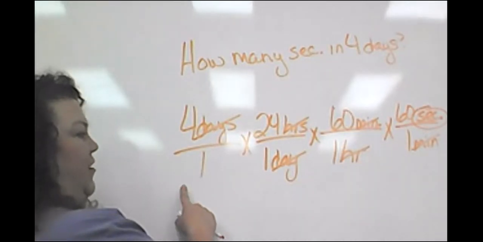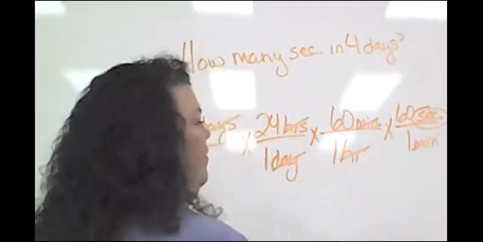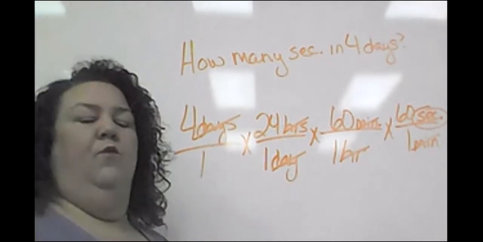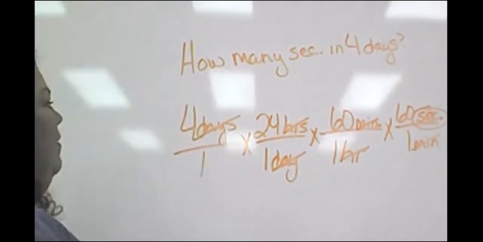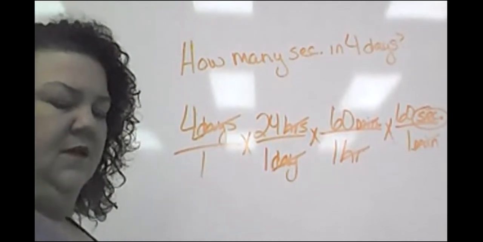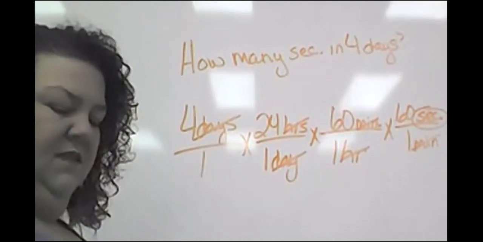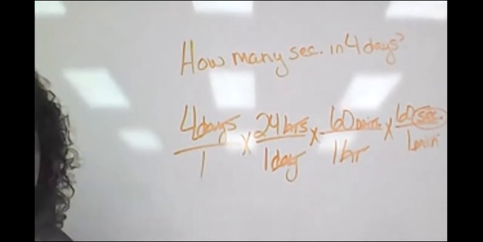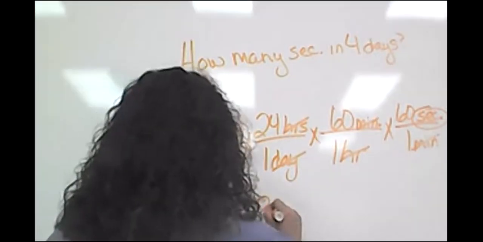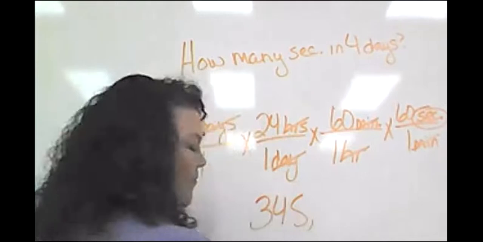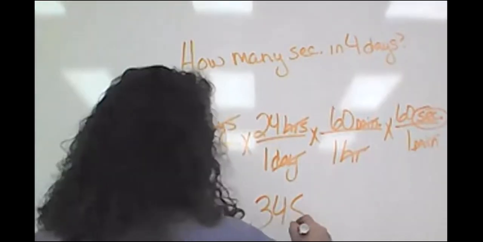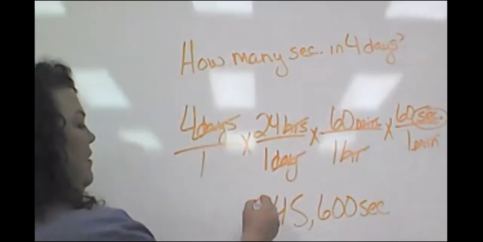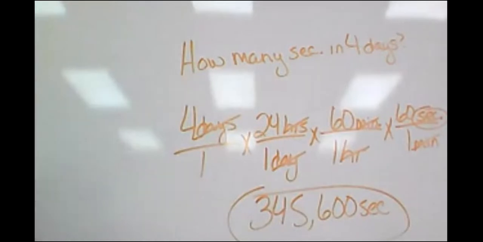So again, my denominators are 1 times 1 times 1 times 1, which is going to equal 1. So I know that my numerator is going to be a whole number, which leaves me with 4 times 24 times 60 times 60. That gives me 345,600 seconds. That is how many seconds are in 4 days.